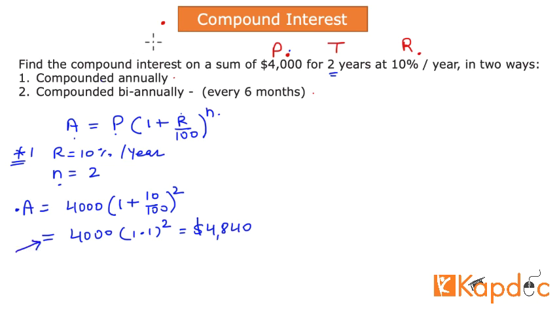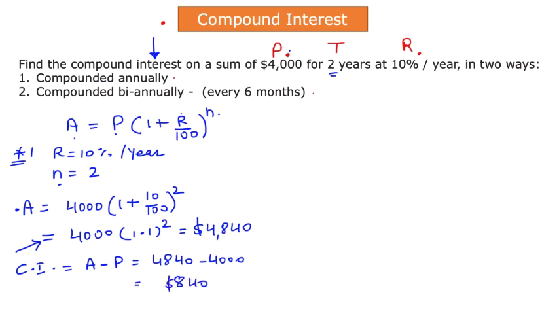However, we are supposed to calculate what the compound interest is. So the interest will simply be the difference of the amount paid back minus the principal sum that was borrowed, which will be 4,840 minus 4,000, which is $840. So this is the compound interest after a period of 2 years when we compound annually.